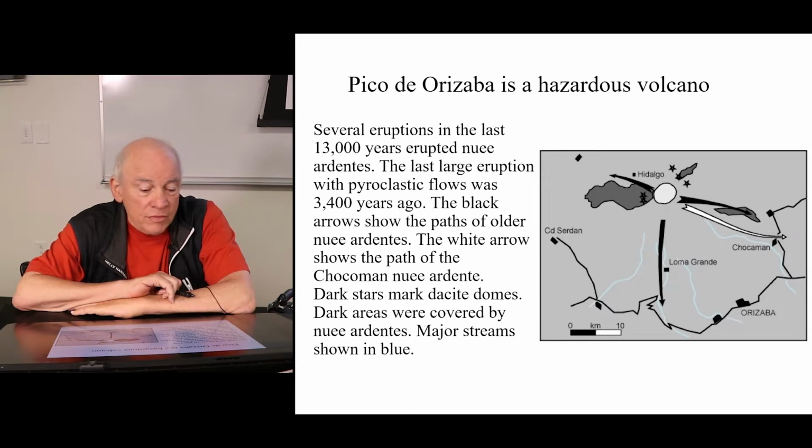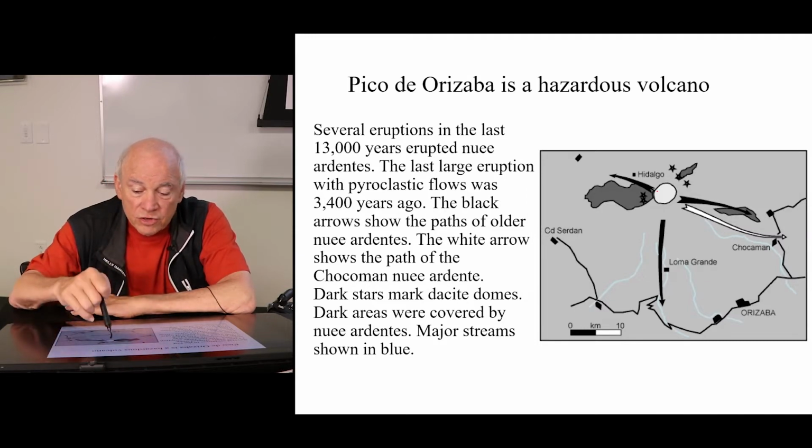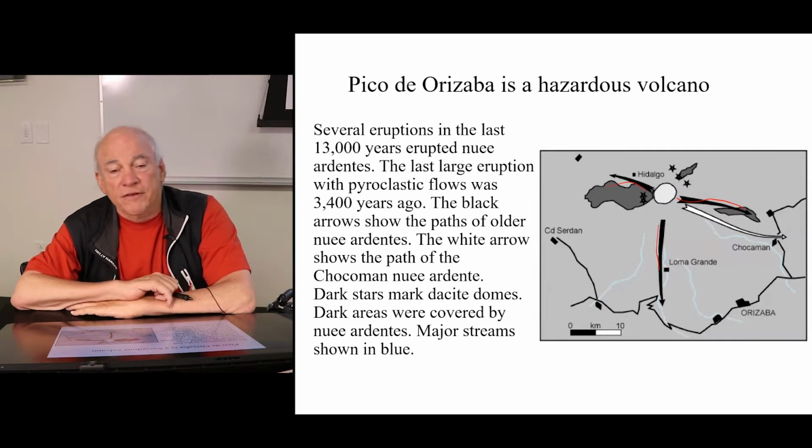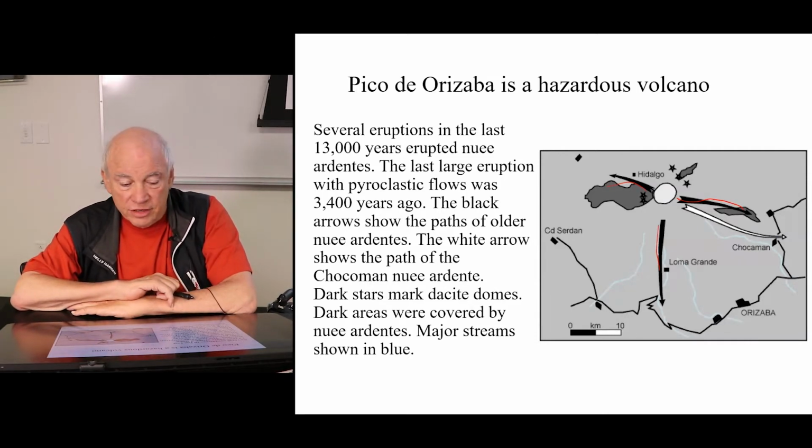And so there have been several eruptions in the last few thousand years. The last big one was about 3,400 years ago. And these arrows show the paths of the older nuées ardentes that came out of there. So there's some concern about an eruption that would have a catastrophic effect on the glaciers of this volcano.